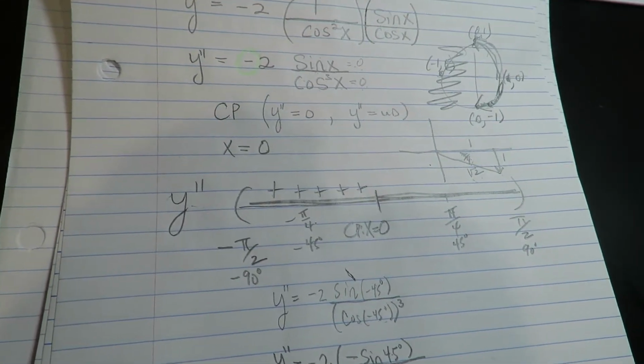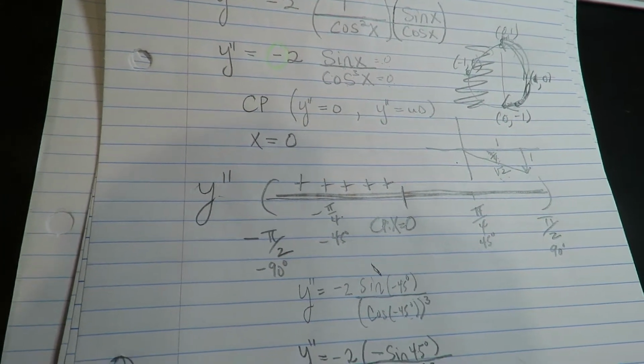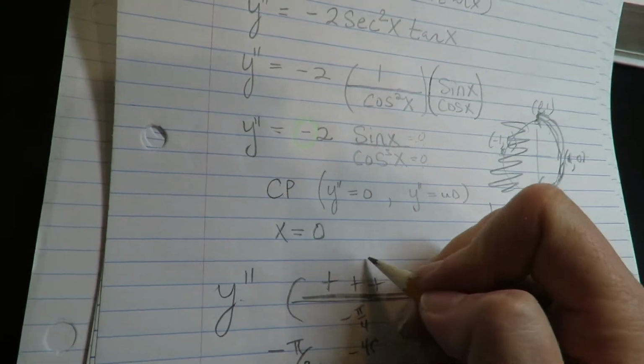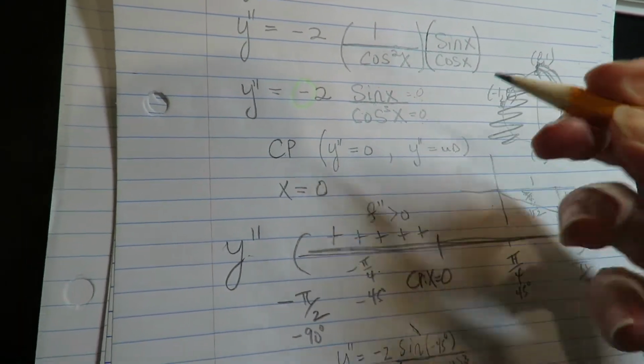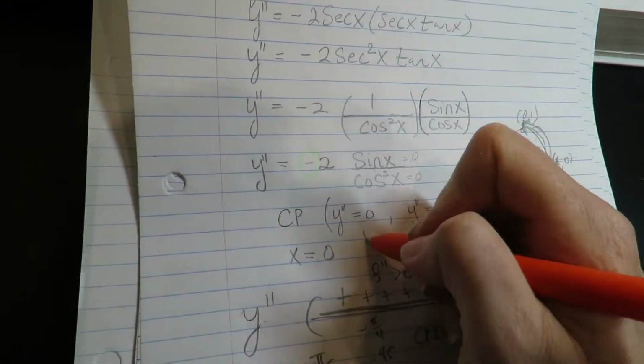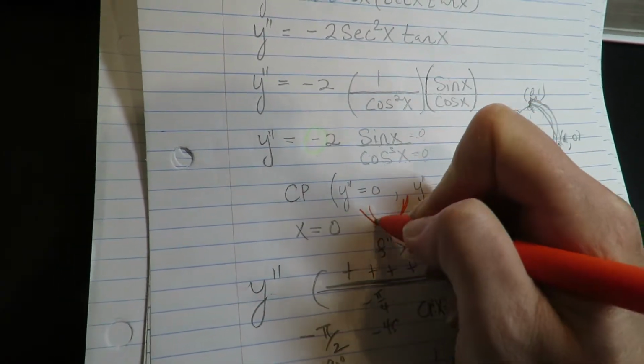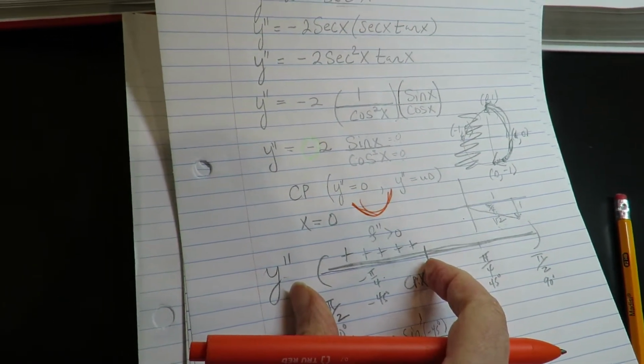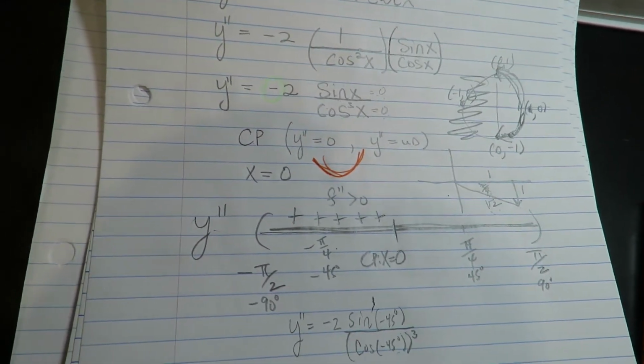Now remember, this is the second derivative. So if the second derivative is positive, which it is, that means that it is concave up on this segment. It's concave up, it's holding water.